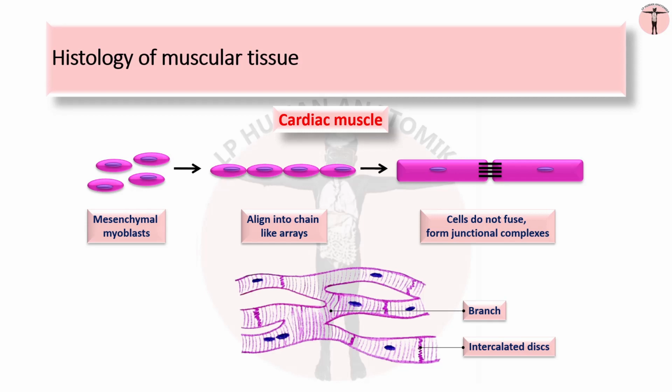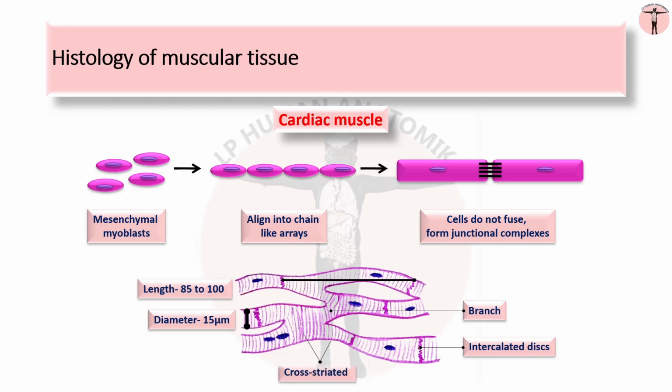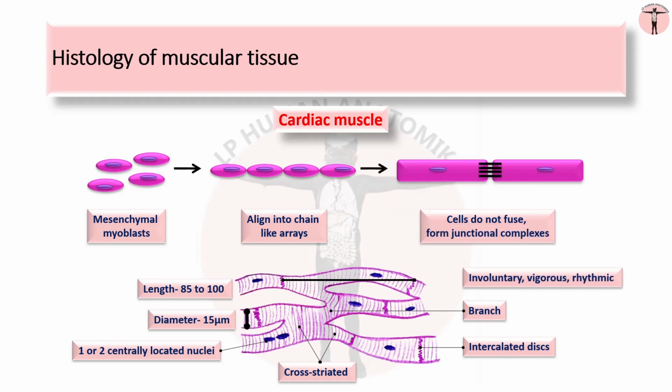Mature cardiac muscle cells are approximately 15 micrometers in diameter and from 85 to 100 micrometers in length, with a cross-striated banding pattern similar to that of skeletal muscle. These cells have one or two centrally located pale staining nuclei and abundant sarcoplasm. Surrounding the muscle cells is a delicate sheath of endomysium with a rich capillary network, enabling continuous, involuntary, vigorous rhythmic contractions.